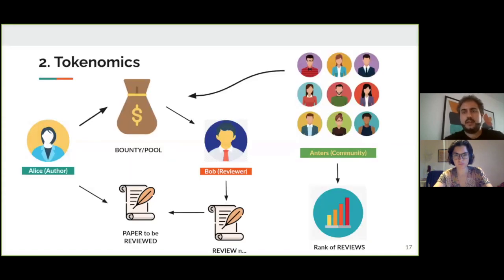In detail, as you can see, Alice can issue an Ant Review. An Ant Review is a particular object that is between a bounty and a pool, because it has its own balance, and everybody from the community can contribute by sending ANTS. And the process also allows the community to validate peer reviews and establish a rank of the best peer reviews.